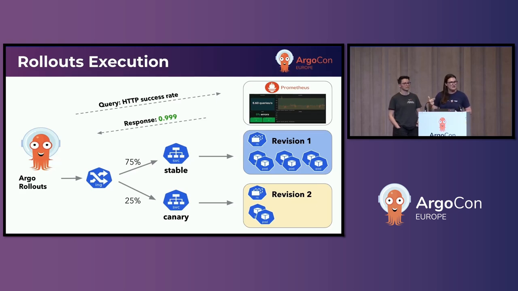We then have rollouts continuously checking our metrics data store, which in this case is Prometheus. The thresholds are coming back good. We have those three nines. We're in the clear. We're going to start moving forward with our Canary deployment.